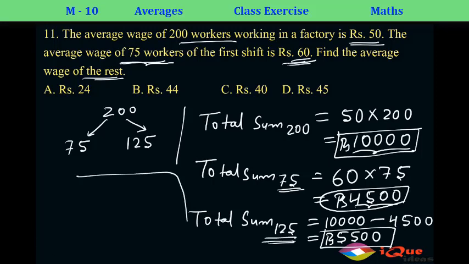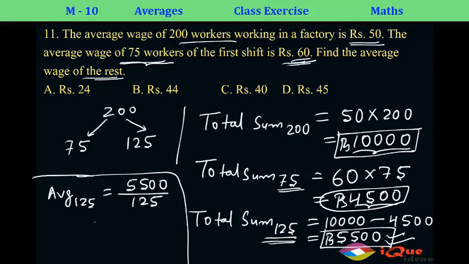So that means if the question is asking the average for the remaining people, average for those 125 people will be the total sum, which is 5,500 divided by 125. If you simply cancel, it cancels by 5, we'll get 1100 divided by 25, which you further cancel by 25. In fact, directly 11 fours, 25 fours is 100, 11 fours is 44. So 44 rupees is the average earning of those remaining 125 people, which is option B. That is the correct answer. Alright. Now let's go to the next one.